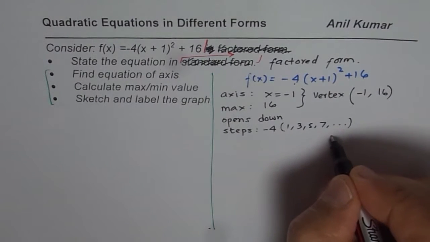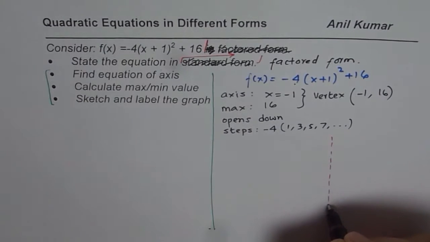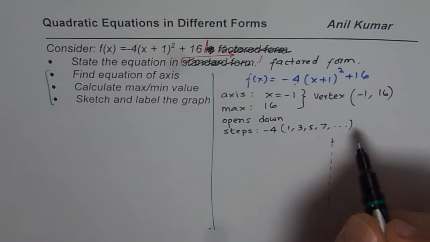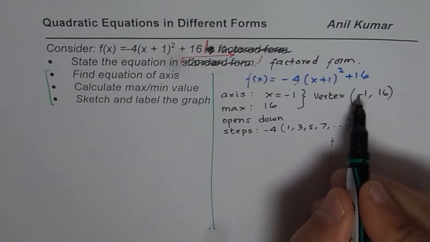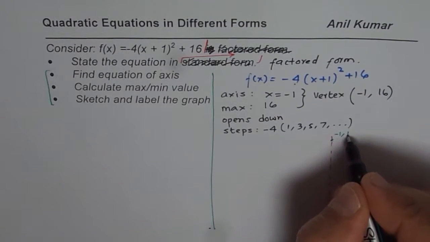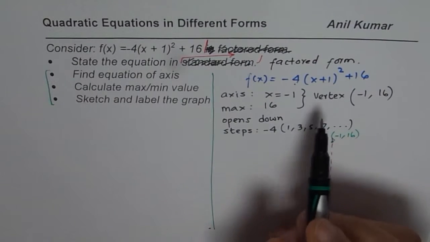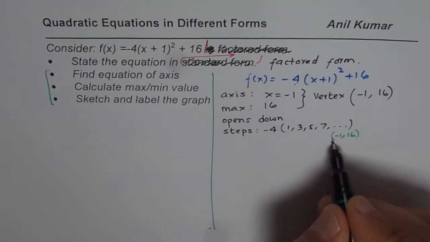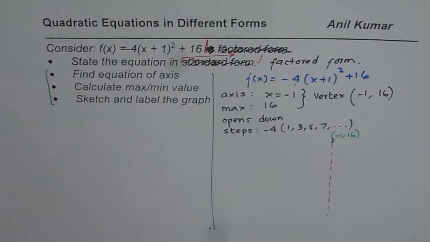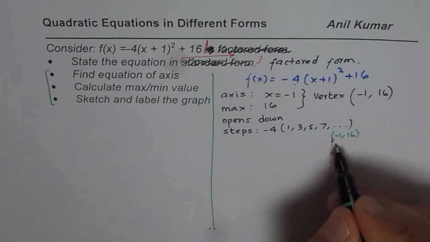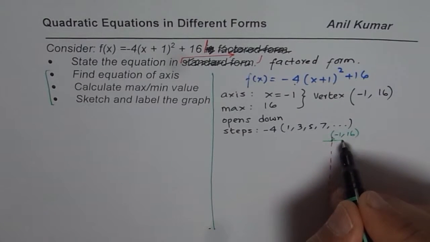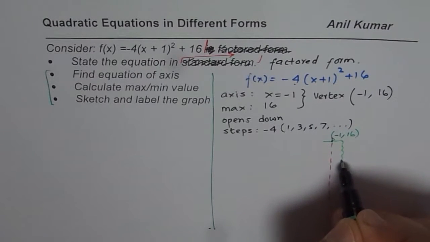So let me just make a rough sketch here. We'll finish it at the end. Okay, so we can start with the vertex, which we are saying is at minus 1 and 16, and then we have to go down with the steps of minus 4. That means if I move 1 unit to the left, then I'm going 4 units down. So 1, 2, 3, 4, kind of like this.